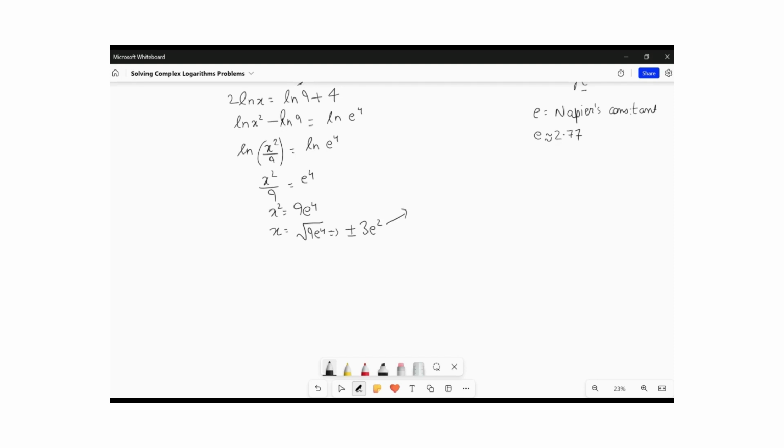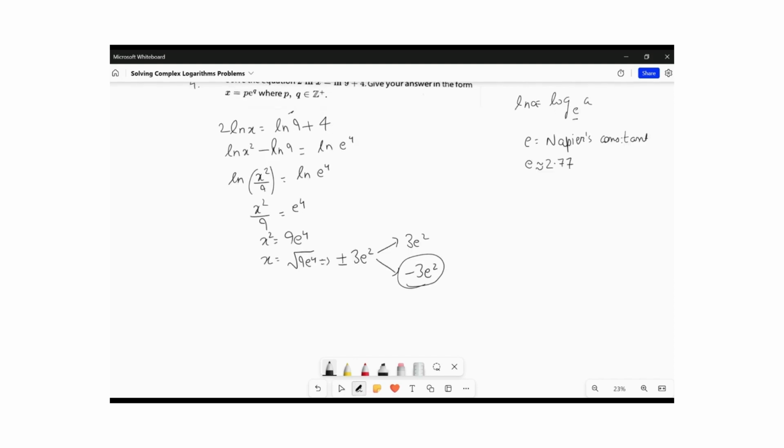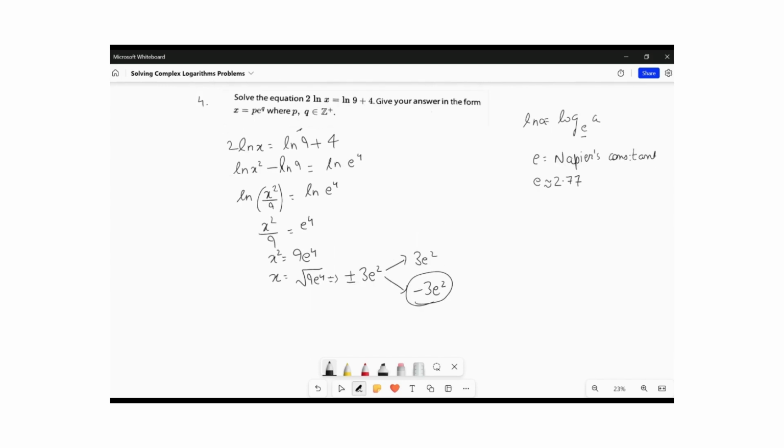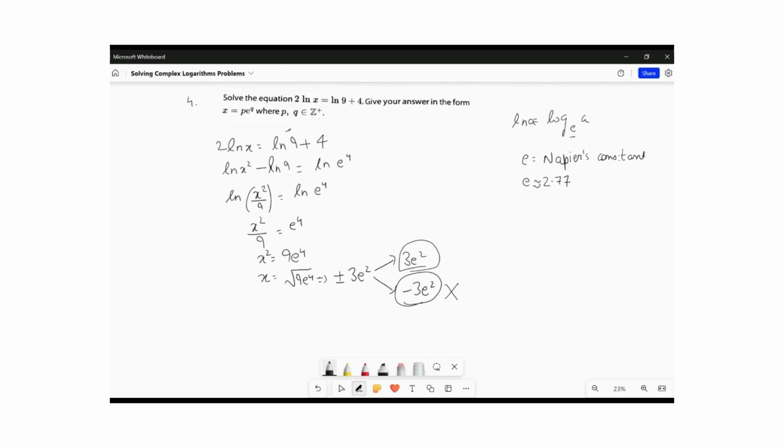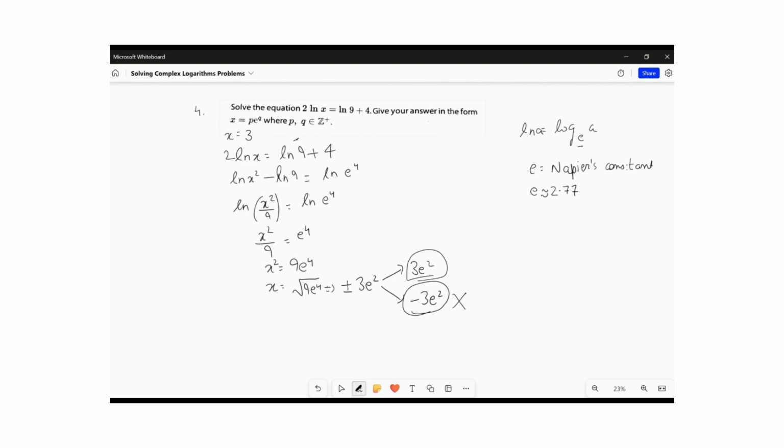Now we have two values. We'll discard this negative value because e raised to any power cannot be negative at all. That's why we discard this value. So the answer of this part is 3e squared. So x is 3e squared, and this satisfies this form p e power q. So p is 3, q is 2.